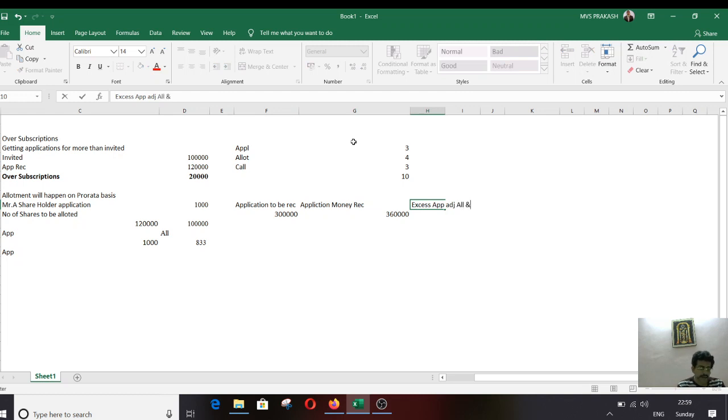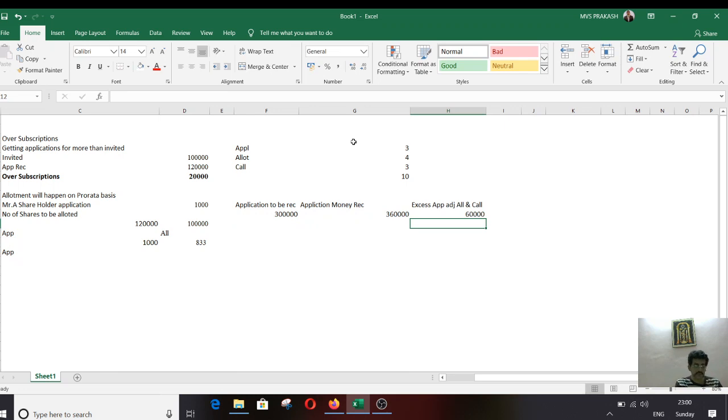Allotment and call, I need to adjust. That's what is nothing but your next column. So the next column is nothing but the difference between your application money received and application money to be received. Excess 60,000 is received.